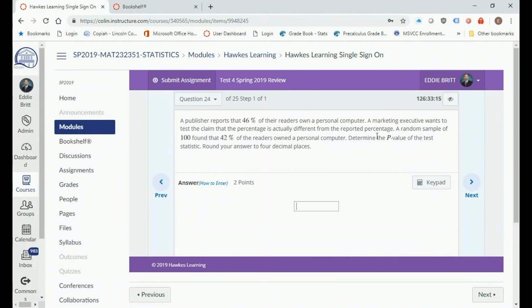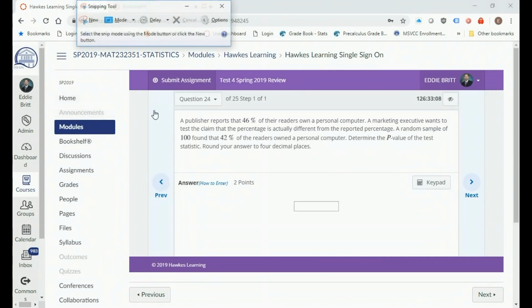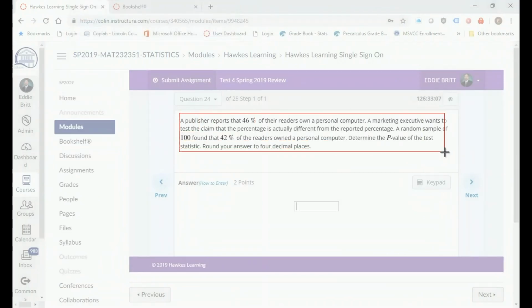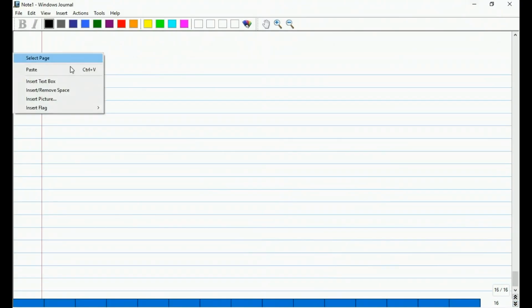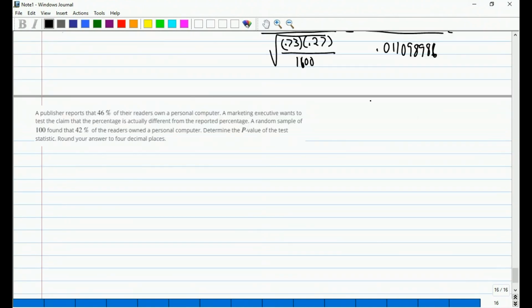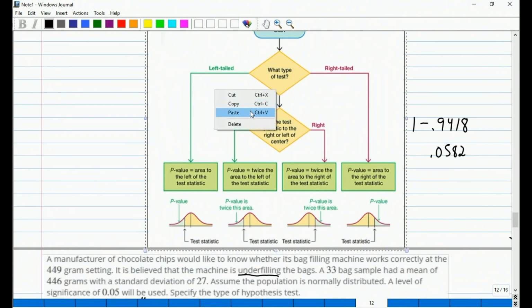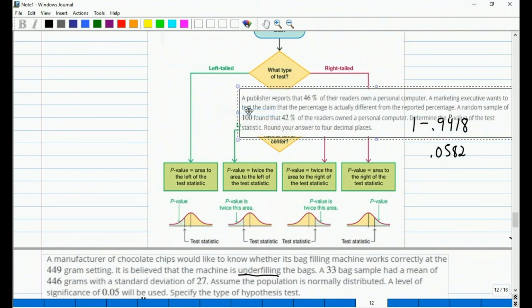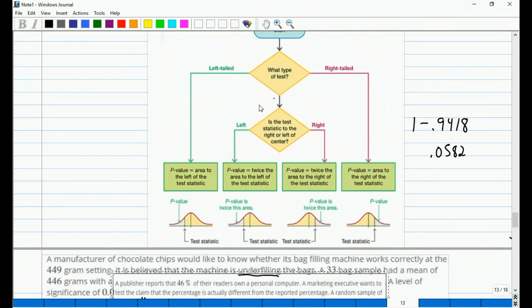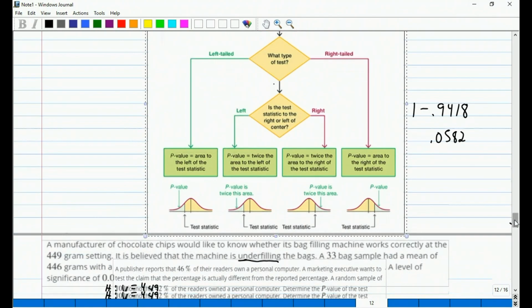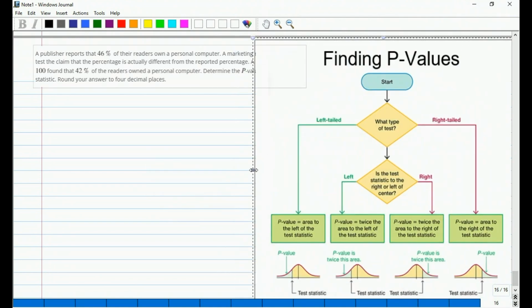All right, this one is determine the p-value. So I'm going to have to bring that p-value chart back up for us. I'll copy this over, and then I'm going to scroll up and get that p-value chart and copy it back down. It might not fit, but we'll try. Okay, that's not what I wanted to do. So I'll just move that down there. Let's make it a little bit smaller.